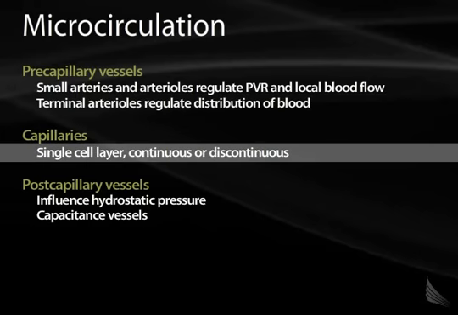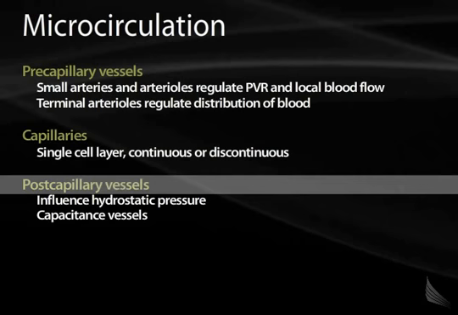Again, capillaries are a single cell layer thick, and capillaries can be continuous or discontinuous, meaning some capillary systems have large fenestrations or windows that allow red blood cells to exit the capillaries, such as in the spleen or the liver. Other capillaries are continuous, meaning they only allow nutrients to travel from the bloodstream into the organ.